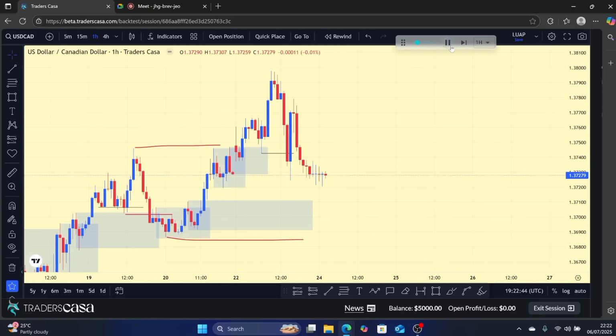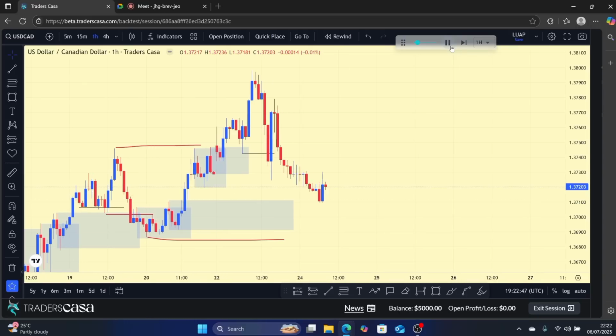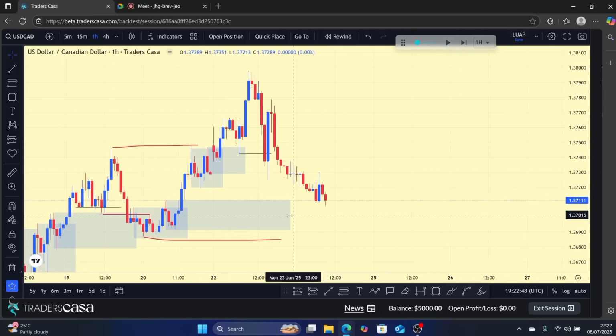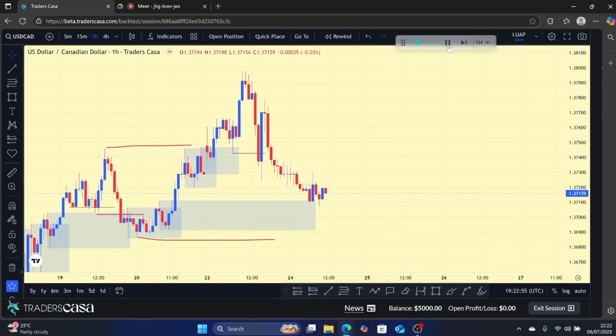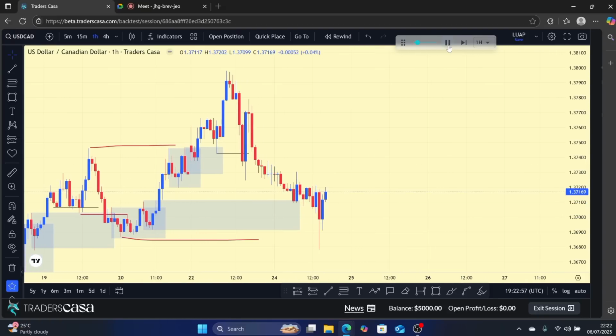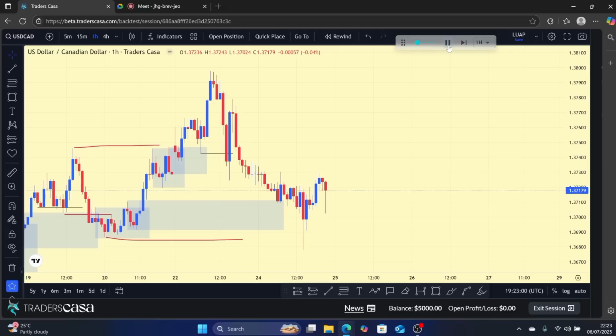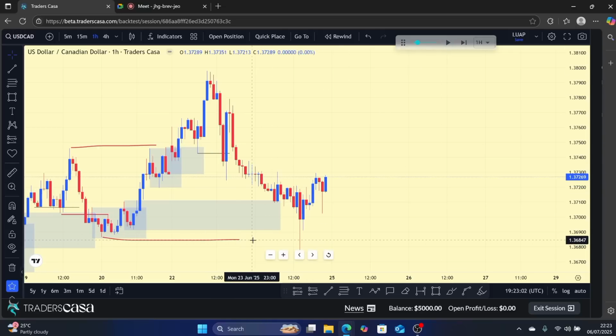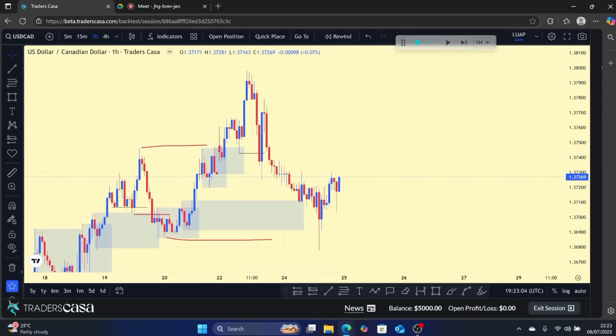And all right, so probably you can see price has mitigated this. So that's when you will be taking the entry and all of that. So all right, price eventually decided to break the structure to the downside, and yeah, it still happens.